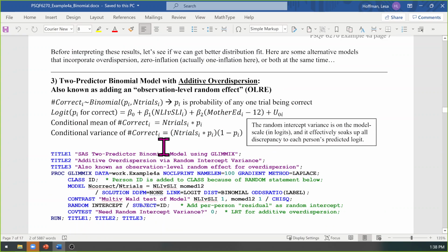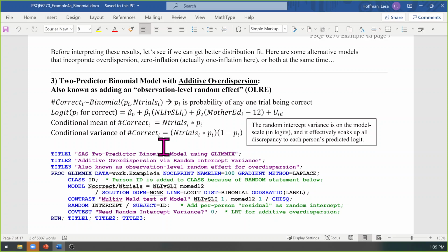The next one is fundamentally different in that it's adding a random effect. So we haven't talked about random effects in this class yet. We will talk more about it in the coming weeks. But generally speaking, a random effect is adding a term that adds additional variance to the model.